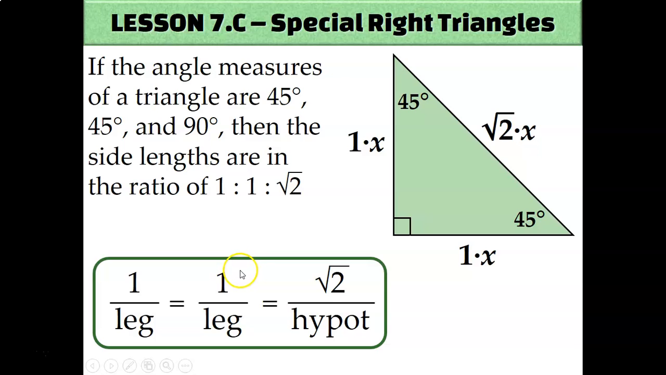So x must equal the square root of 2. So that's where we're getting this square root of 2 from. So we can use this proportion to solve any 45, 45, 90 triangle.